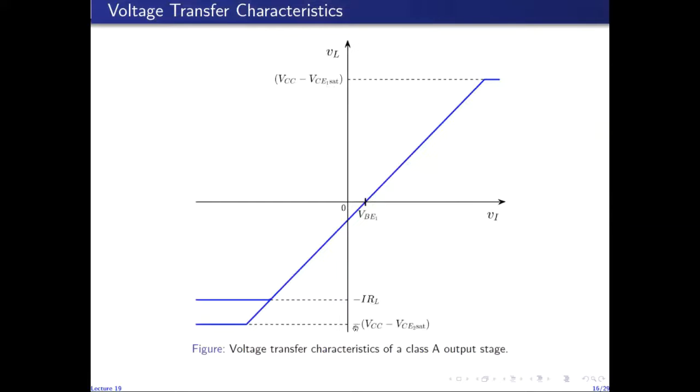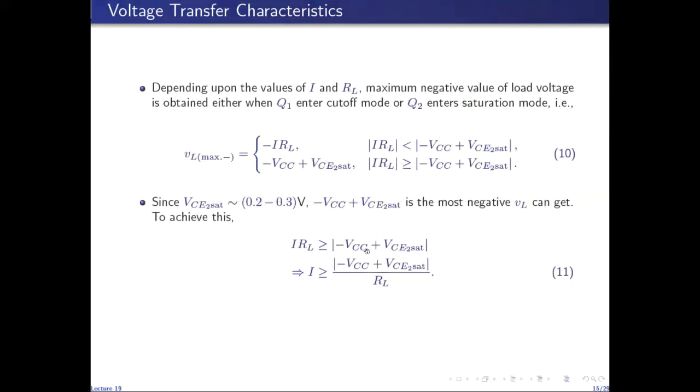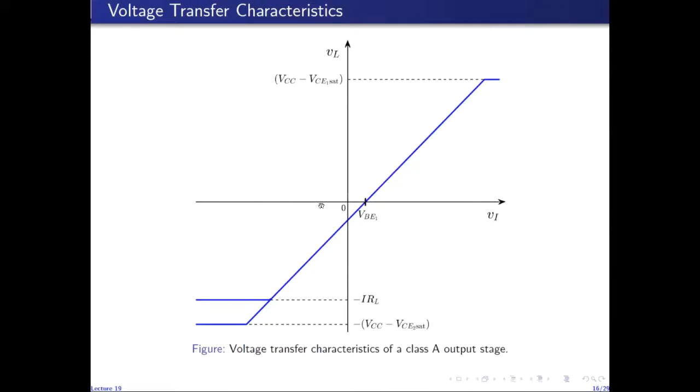So under this constraint, IRL in magnitude is either made equal to or greater than the magnitude of this number. So minus IRL is either made equal to this number or smaller than this number. And in that case, the maximum swing will be determined by this quantity, which also makes the swing in both directions symmetric. So VL is limited in the positive swing by this number and in the negative swing by the negative of this number. So by forcing this constraint, we not only get maximum swing on the negative side, but we also get symmetric swing on the positive and negative sides.